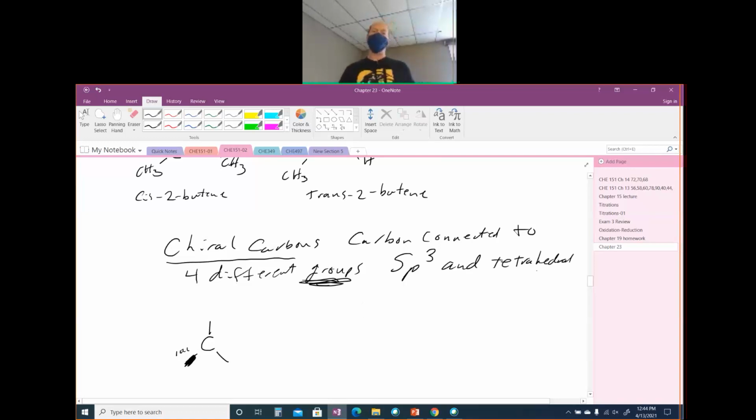So you cannot have a chiral carbon unless you have an sp3 carbon, and it must be tetrahedral. That's the only way you can get 4 different groups on a carbon. If you have a double bond, that would be 2 of the same thing. You can't have 4 different groups when there's only 3 possible. All right, and so you have to have 4 different groups.